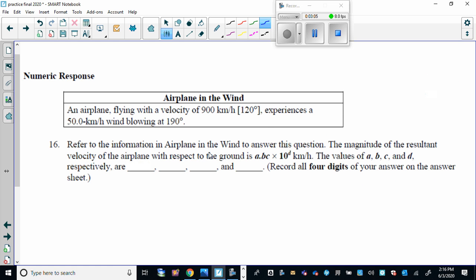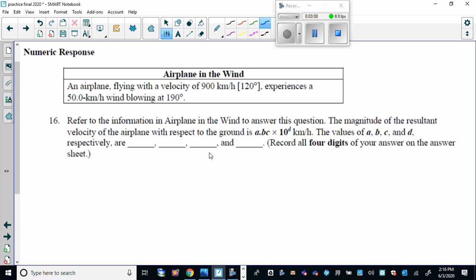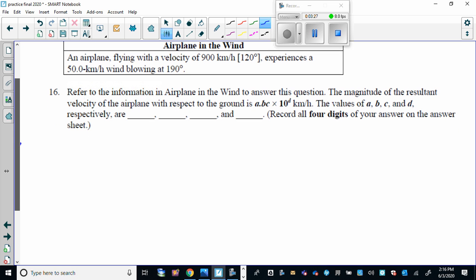Numerical response, number 1, another vector question. Again, I cannot stress the importance of knowing how to add vectors using components. Oh, I forgot to solve that one earlier with the cosine law. Never mind. Maybe this one will solve with the cosine law. Anyway, this is really important for physics 30. You have to be able to do this.